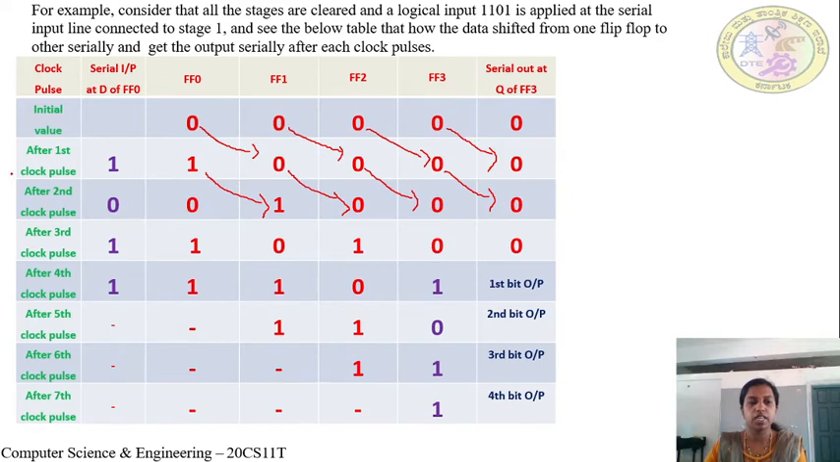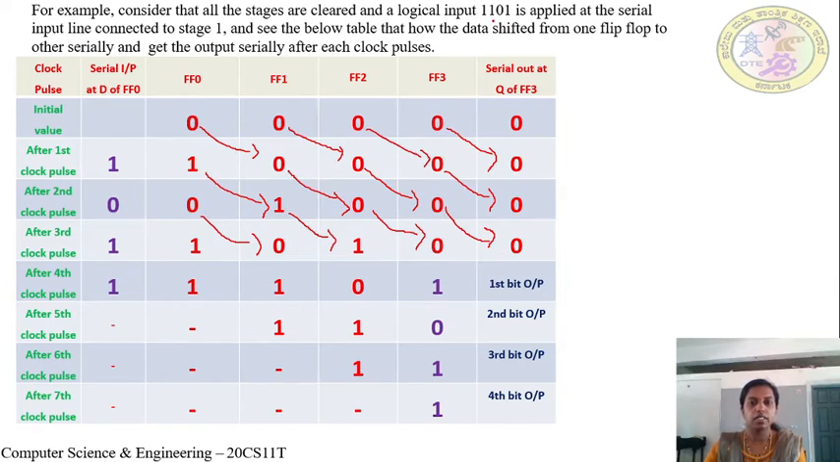Okay, next we take the next bit 1. 1 can be given as an input of FF0. After the third clock pulse, the previous value of FF0 will be shifted to FF1 and previous value of FF1 will be shifted to FF2 and previous value of FF2 will be shifted to FF3 and 0 will be shifted at Q output of FF3.